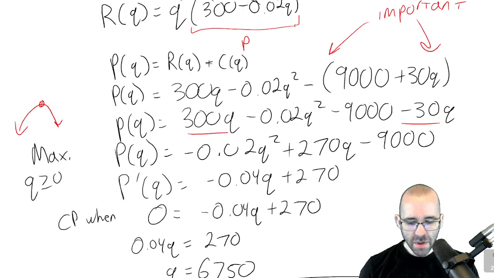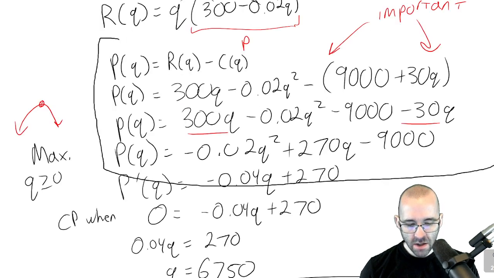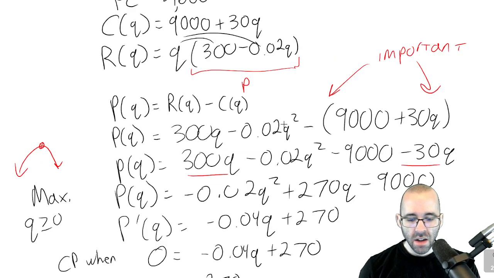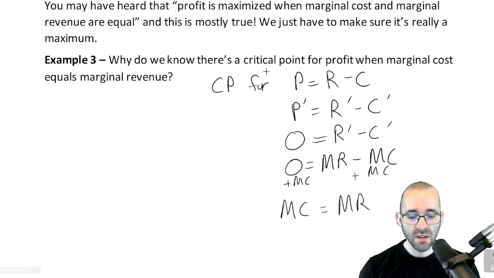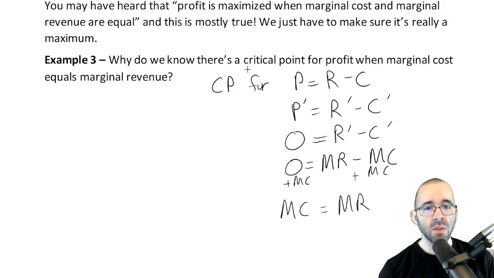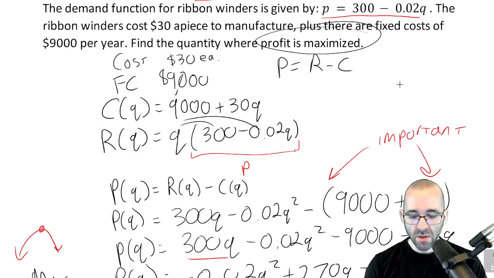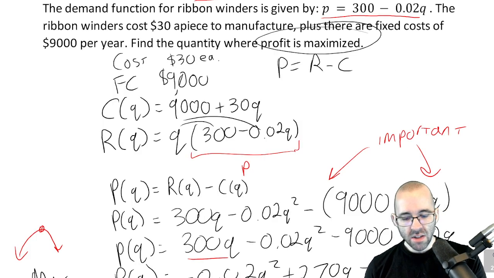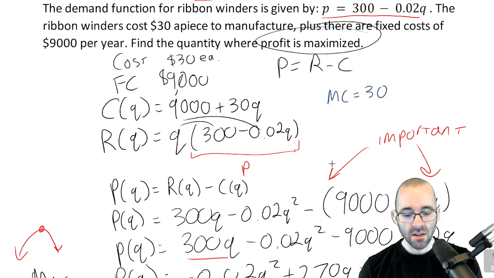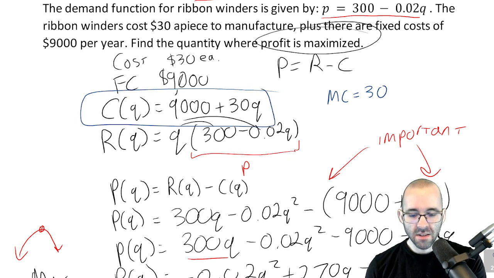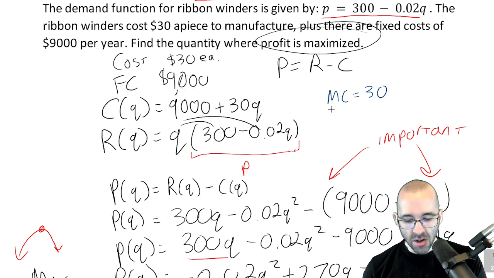And again, there was a little bit of annoying simplification over here for our profit. It probably would have been easier in this case to use the result that we got in the last one. There's a critical point for profit when marginal cost equals marginal revenue. Then we could have just said, okay, what is marginal cost? That's just 30, the derivative of cost. Marginal revenue is just the derivative of this function, which is just 300 minus 0.04Q.